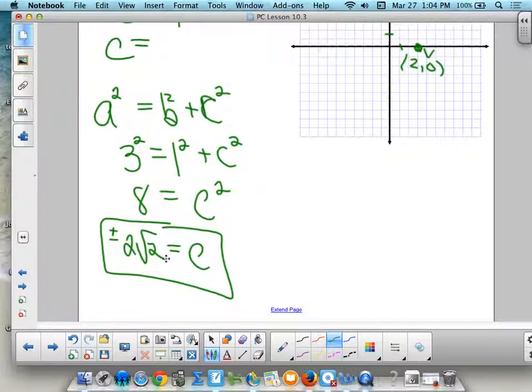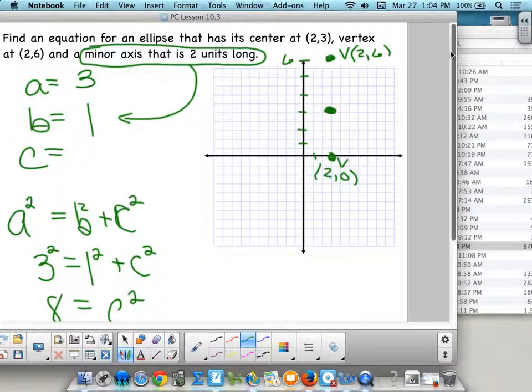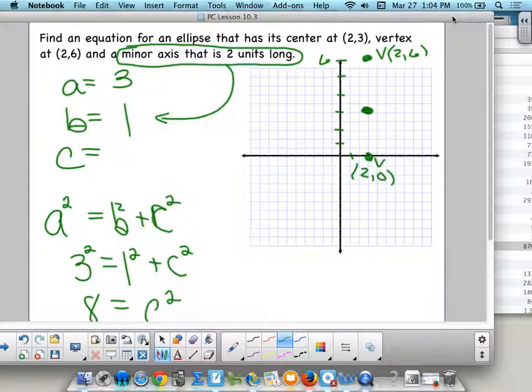Good? Okay, now, I'm not sure what they want. They want me to find the equation. That's pretty easy. The equation will be, again, if I were you, I just do this. This time, the center moved. The center went where? X minus, the center is?